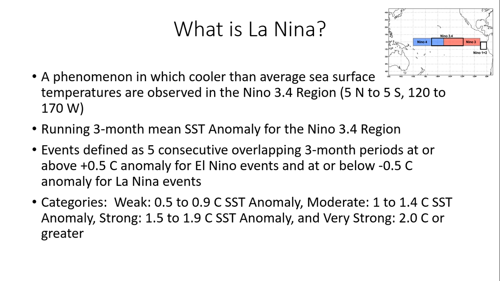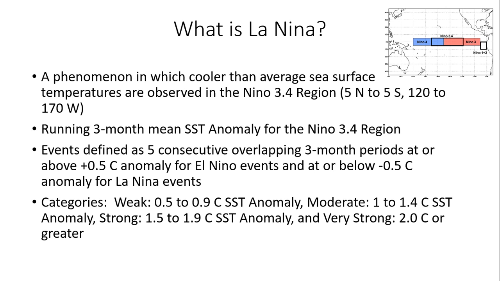And La Nina comes in different categories. For example, you can have a weak La Nina, which would be a 0.5 to 0.9 degrees Celsius sea surface temperature anomaly from normal. A moderate La Nina is from 1 to 1.4 degrees Celsius in that Nino 3.4 region. A strong La Nina is classified as a departure of 1.5 to 1.9 degrees Celsius. And then a very strong La Nina is 2 degrees Celsius or greater in that Nino 3.4 region.